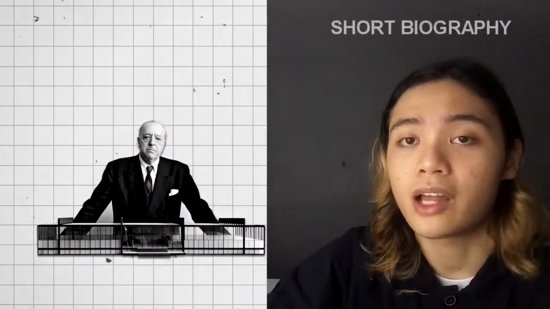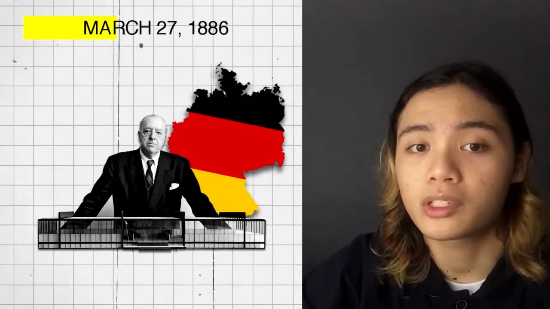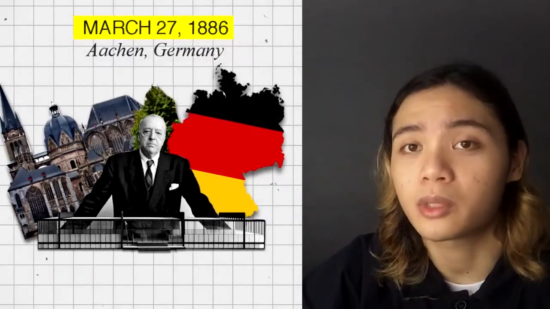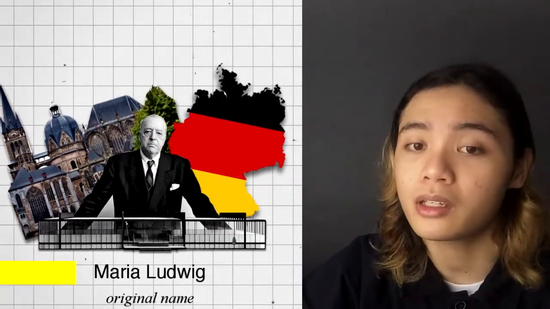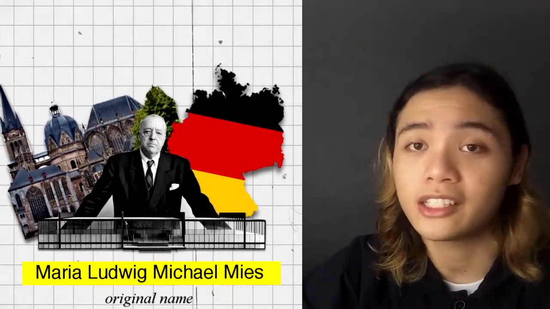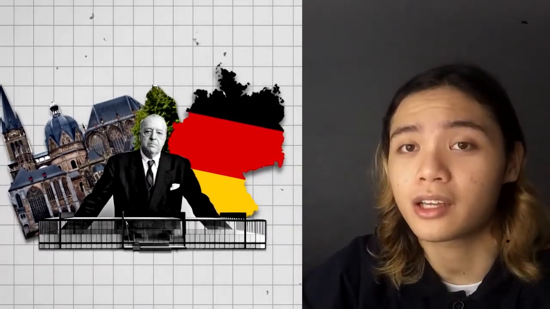Ludwig Mies van der Rohe was a German-born American architect, born on March 27, 1886 in Aachen, Germany, the youngest of 5 children. His original name was Maria Ludwig Michael Mies. He then adopted his mother's surname after he had established himself as an architect. Speaking of architecture, Ludwig Mies did not receive any formal training in architecture.